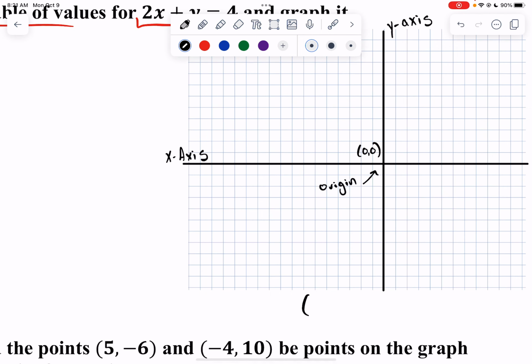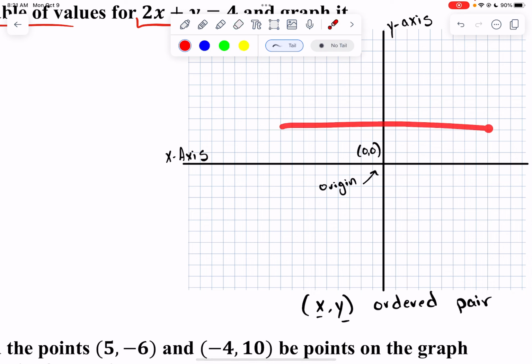An ordered pair, (x, y), is called an ordered pair because the order matters. X comes first, y comes next. You always count your x, your left and right, first before you go up and down. Kind of like if I want to get up on the stage, I have to run over to it first before I go up. So you always have to go over before you go up when graphing ordered pairs. Just a little bit of crash course in graphing.